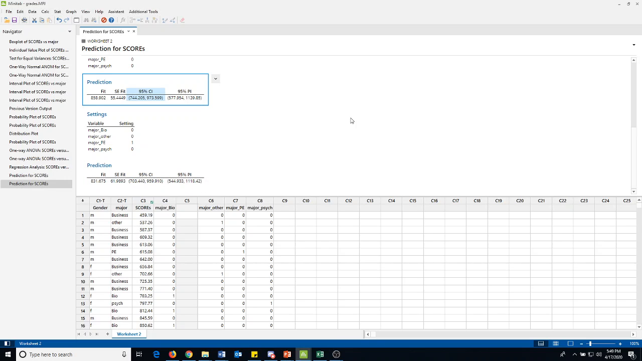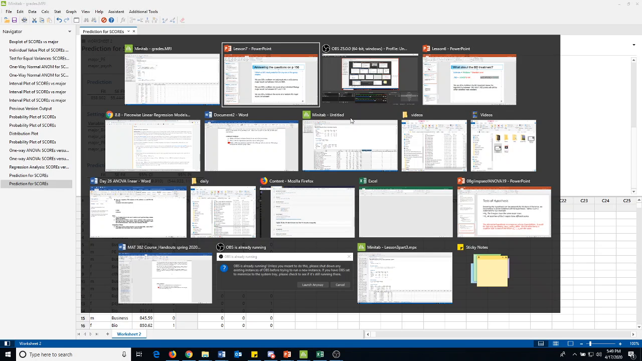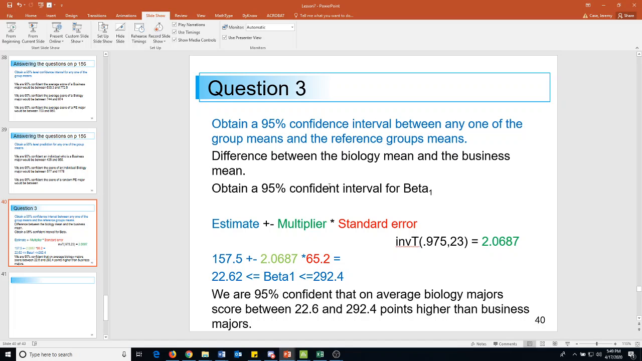Remember, the prediction interval is for an individual, so it's going to be wider because it has some more variation, the mean squared error for that random standard error for a particular person. All right, let's go to the very last one then. The question asks, obtain a 95% confidence interval between any one of the group means and the reference group mean. Well, if you think about it, if I take beta 1 plus beta naught minus beta naught, I get beta 1. So all I'm doing here is just trying to find a 95% confidence interval for each of the coefficients.